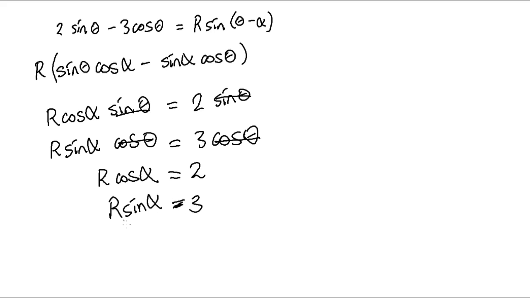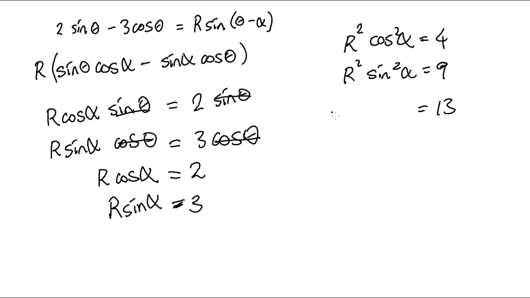So how do we find r? If we square everything on the left and right for both of these, we get r squared cos squared alpha equals 4, r squared sine squared alpha equals 9, and if we add both of them together we get 13 equals sine squared alpha plus cos squared alpha times r squared, which is conveniently 1, so we can just ignore that. And so r is just the square root of 13.